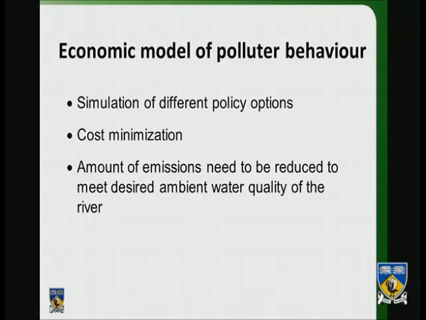Once we have transfer coefficients, we are going to simulate different policy options. Our objective is to minimize the cost of abatement. Our constraint is to maintain the ambient water quality standards. To calculate the emission levels that need to be reduced to meet the ambient water quality standards, we need transfer coefficients. So that was the background of the study.